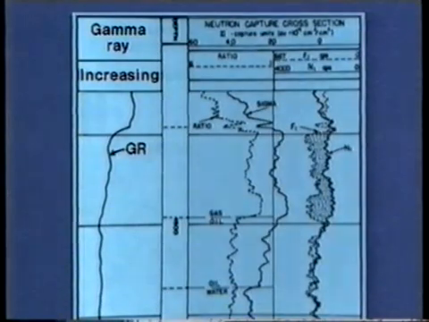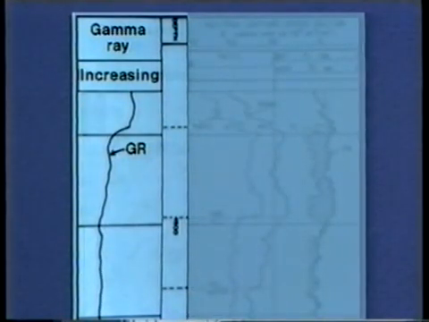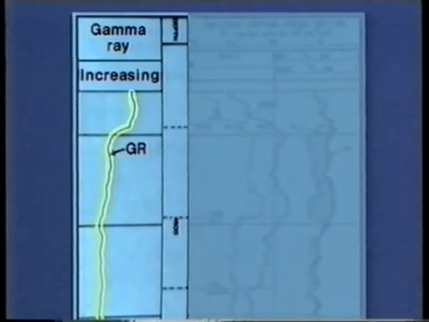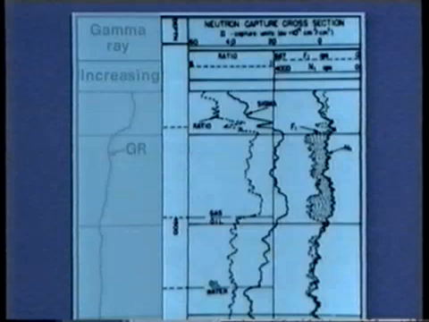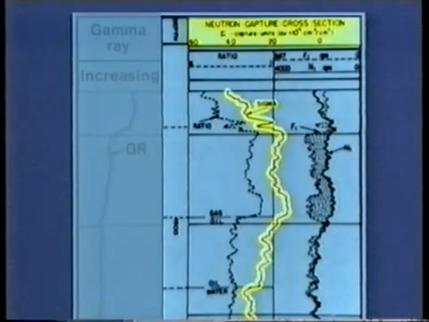On the left track is the gamma ray curve, used to indicate sand shale lithology and correlate with open-hole logs. In this example, the gamma ray indicates clean sandstone to the left and shale to the right. The primary log measurements are shown to the right of the depth track. The neutron capture cross-section, or sigma curve, is scaled from -20 to 60 capture units.